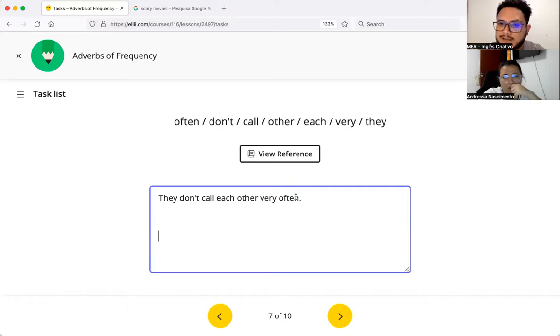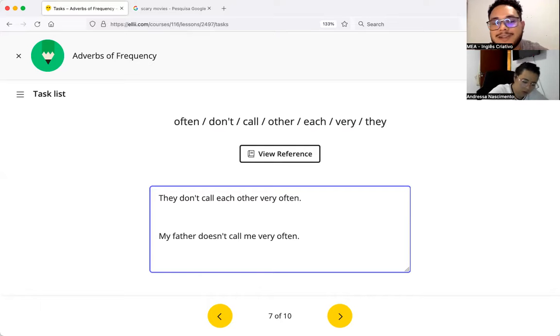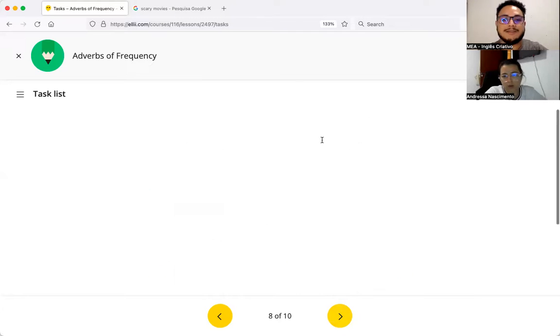What is something, Andressa, that you do not do very often? You or your father? You can say, my father doesn't, negative, it. My father does it. Call me very often. Okay, now read for me fast. My father doesn't call me very often. My father doesn't call me very often. Perfect. Good one.